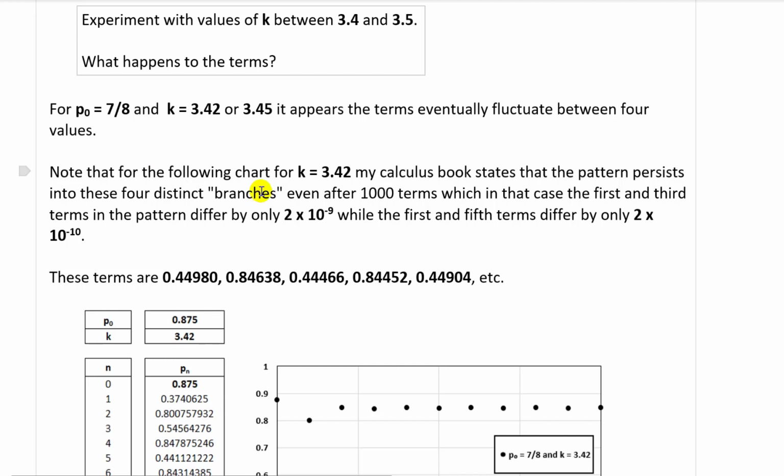Note that for the following chart for k equals 3.42, my calculus book states that the pattern persists into these 4 distinct, quote, branches, even after 1,000 terms, in which case the first and third terms in the pattern differ by only 2 times 10 to the power of -9, while the first and fifth terms differ by only 2 times 10 to the power of -10. So they're very, very close, but still distinct, still a tiny bit different. And I'll show you what I mean by that.